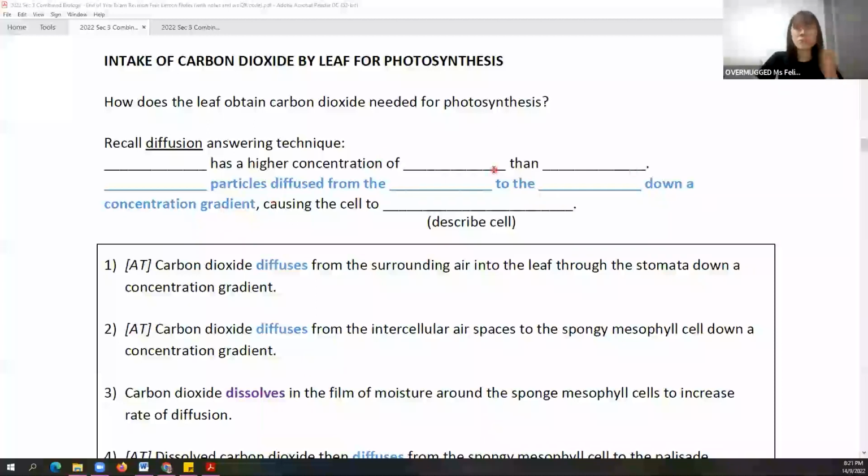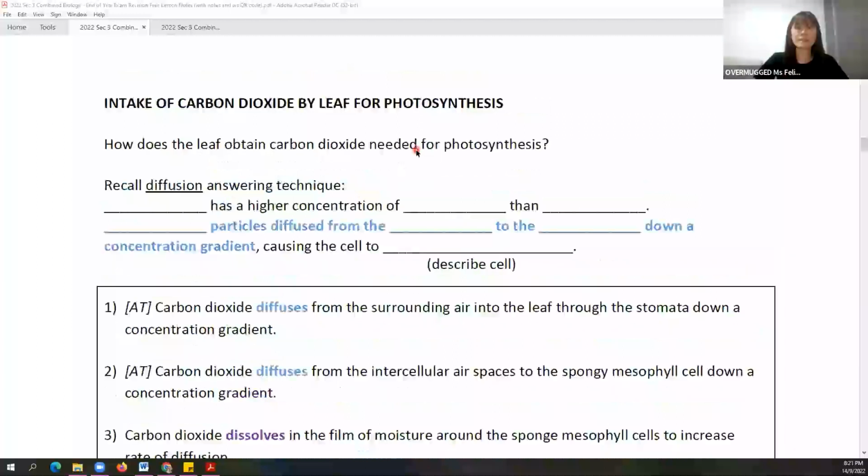If you compare the first page of your notes and this paragraph here, do you realize it's exactly the same? For the template this time around, we will be using this blue color highlighted part to explain this question, how leaves obtain carbon dioxide. So how does it obtain? You need to understand the procedure first, because only after you understand is it easier to memorize.